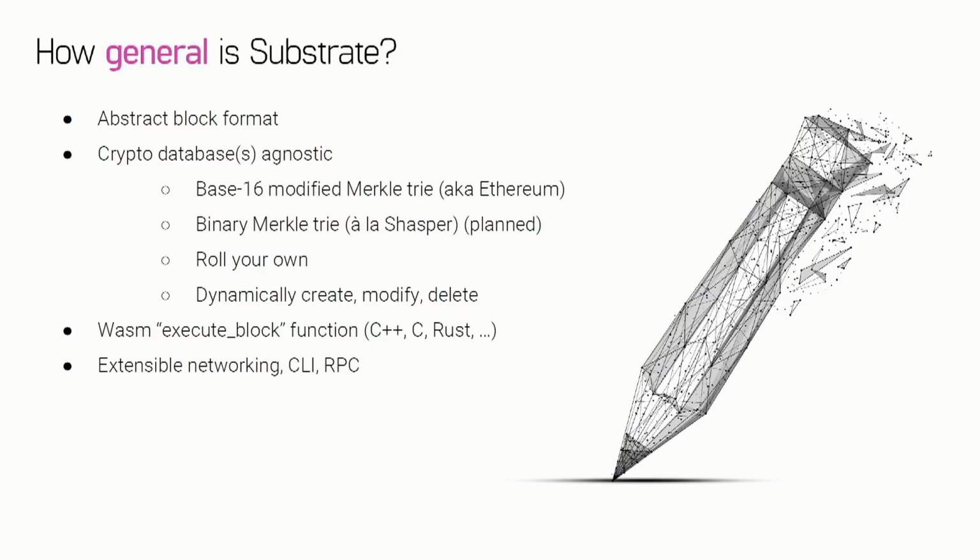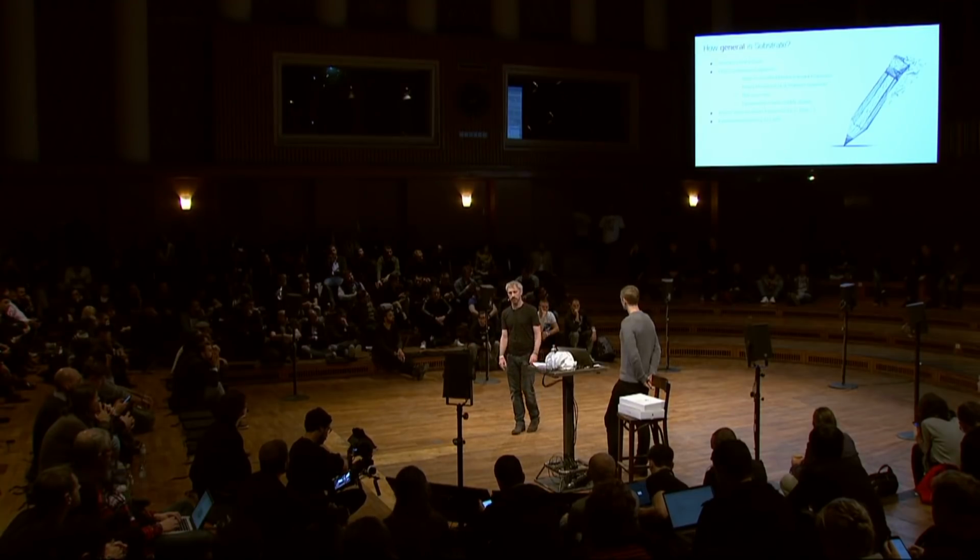It's agnostic to the underlying crypto databases. You can choose our very Ethereum-like Merkle Patricia tree. You can have any of the other crypto databases that we write for the various parachains that we want to make. You can introduce your own. That's perfectly fine. And you can organize these dynamically in any way that you want. If you want to have hierarchical trees, then you're perfectly at liberty to do that.